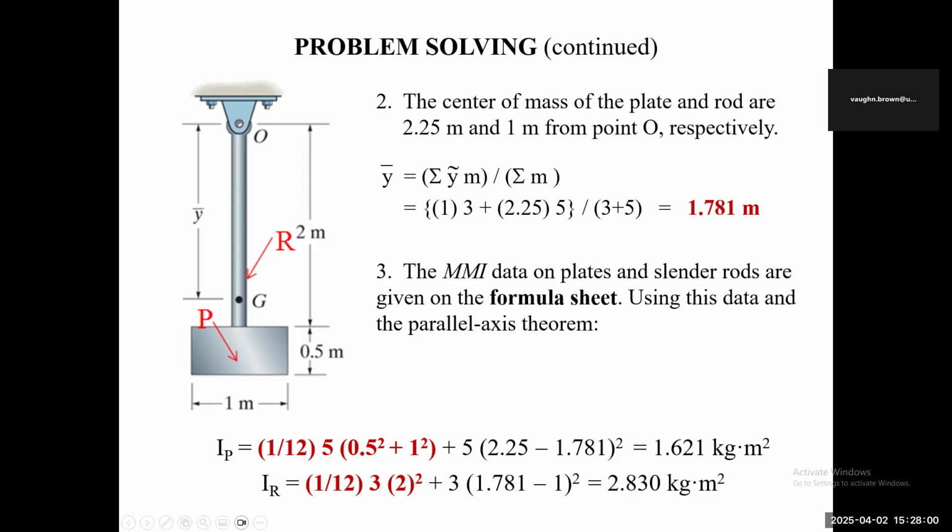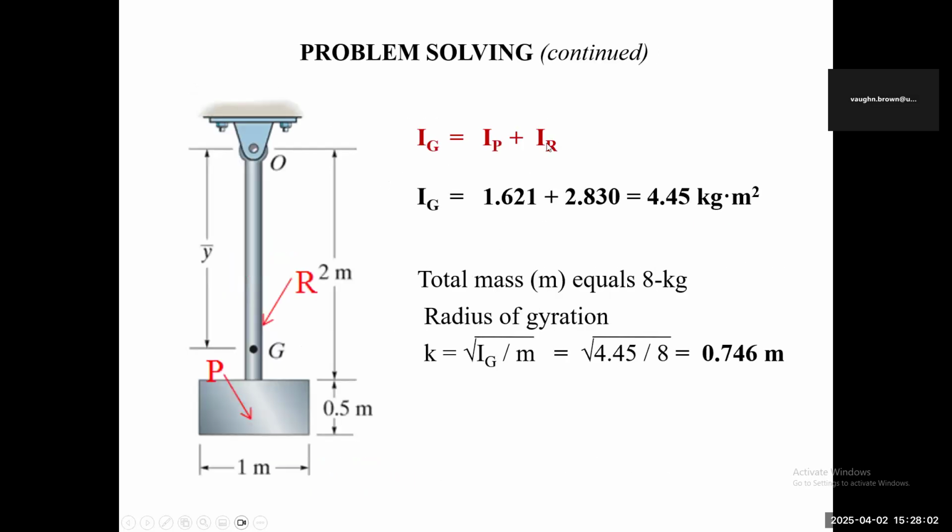All right, so that's it for that. And then you just simply add them together. You find the radius of gyration. Once you get this, you divide by the total mass. You get the radius of gyration.